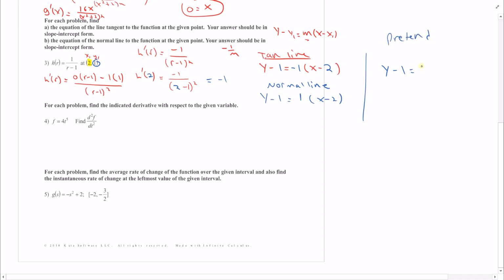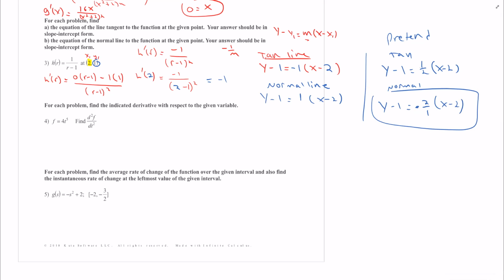Let's pretend this was 1/2. Right, the tangent line slope was 1/2. Then the normal line would be y minus 1 equals, we're going to flip this, so instead of 1/2 it would be 2 over 1, and because the tangent slope was positive, the normal slope is going to be negative, right, and so it would just be that, right, flip it, make it the opposite sign.